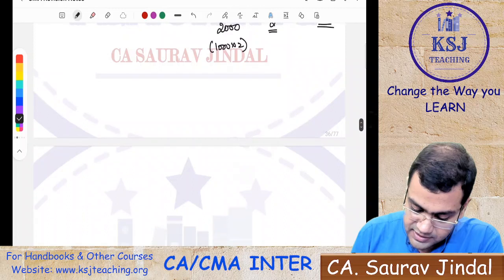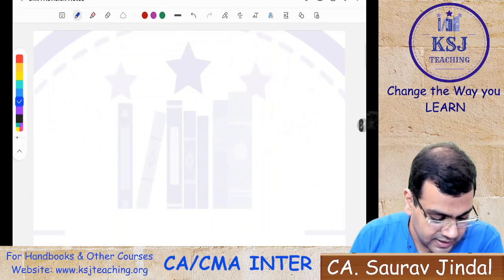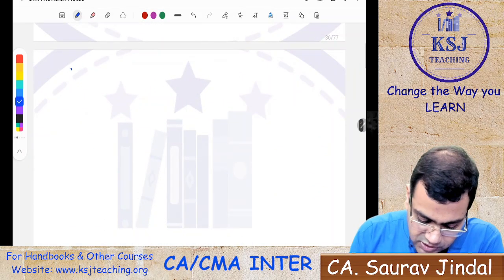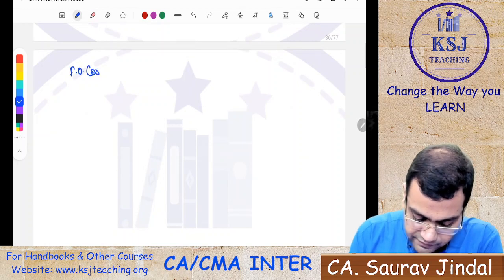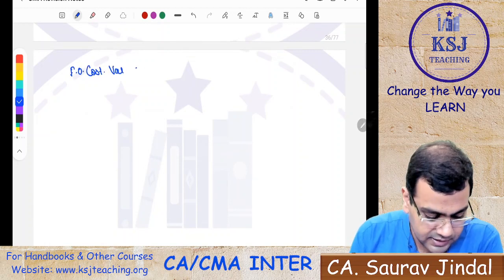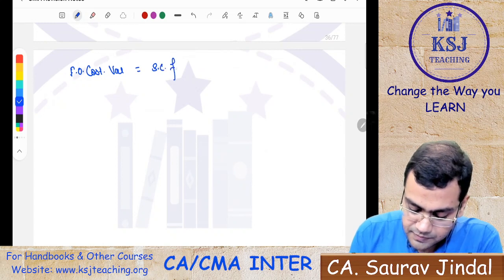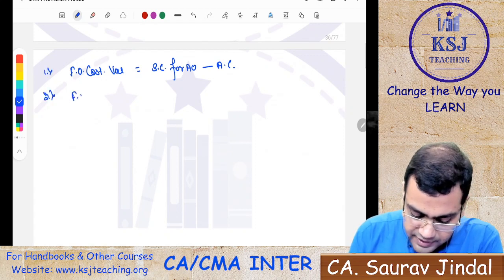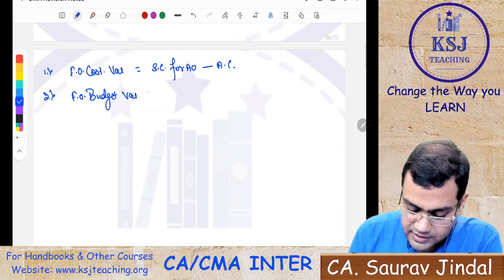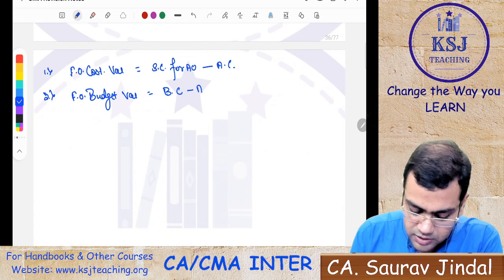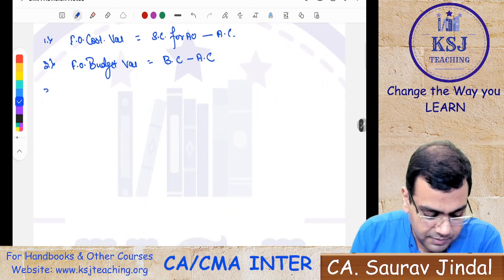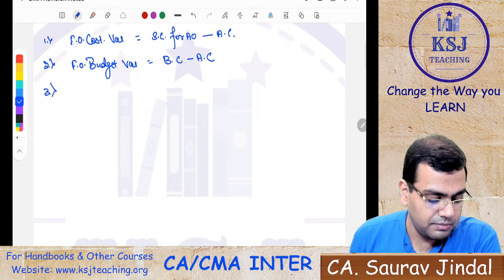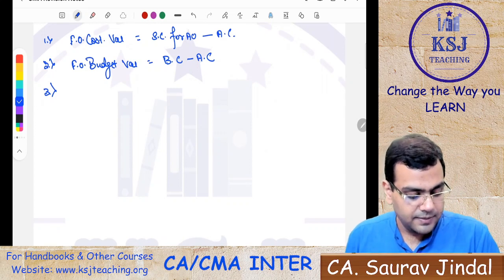Now, what are the various variances that are to be covered under this? First is the fixed overhead cost variance, that is standard cost for actual output minus actual cost. Second is the fixed overhead budget variance, that is budgeted cost minus actual cost, right? You will have to remember a few things here.